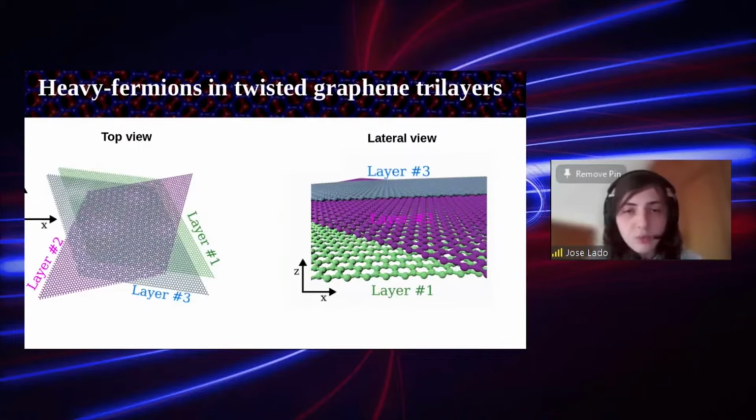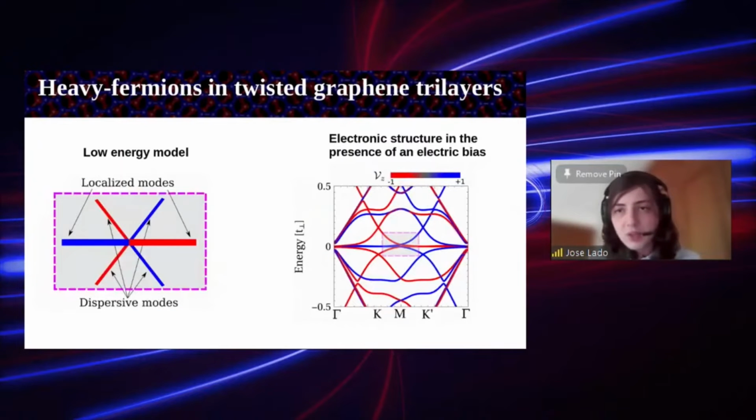Again, we are going to consider a full atomistic model with several thousand atoms in the unit cell. We solve it, we apply a certain electric field, and at the very end, what we actually observe is that the low energy properties of this system are described by the coexistence of localized modes and dispersive modes. And now the idea is that these localized modes, in the presence of interactions, can give rise to local magnetic moments, and the dispersive modes realize the two-dimensional dispersive electron gas that we were expecting.